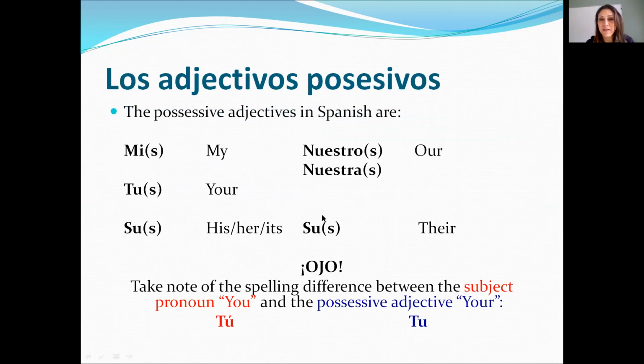And then we have the form for ustedes, plural, your, and we have ellos and ellas. Su or sus. Now, ojo, what does that mean? Watch out. Take note of the spelling difference between the subject pronoun you and the possessive adjective your. The subject pronoun you has what? What is this little thing? It has the accent mark. But the possessive adjective your does not have the accent mark over it. So be careful with that.